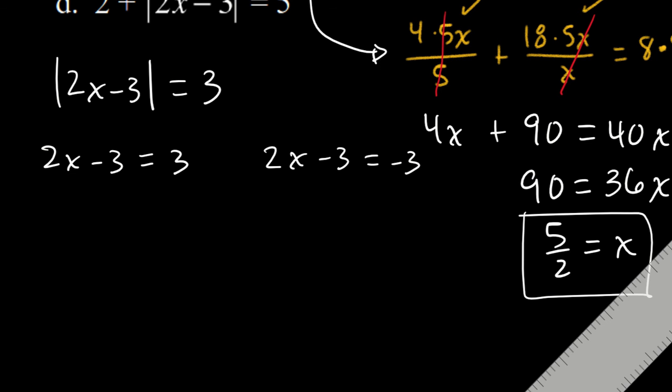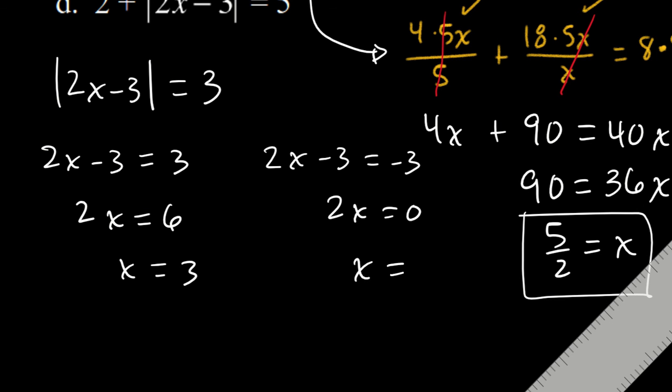Both of these have the same two steps. I'm going to add 3 to both sides and divide by 2. So this becomes 2x is equal to 6. Therefore, x is 6 divided by 2, x is 3. Okay. And then over here, I'm going to add 3 to both sides, which gives me that 2x is 0. Dividing by 2, I get that x is 0. So my answer is 0 and 3.